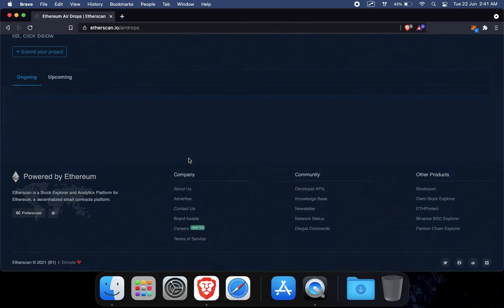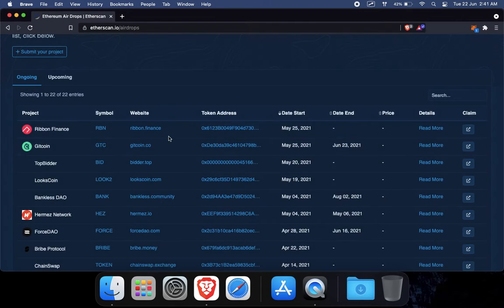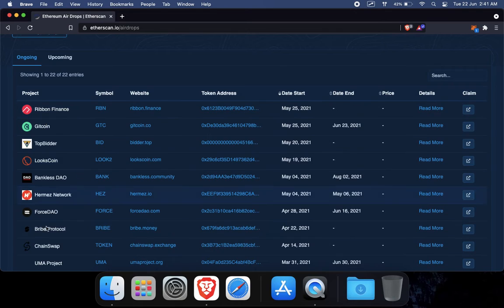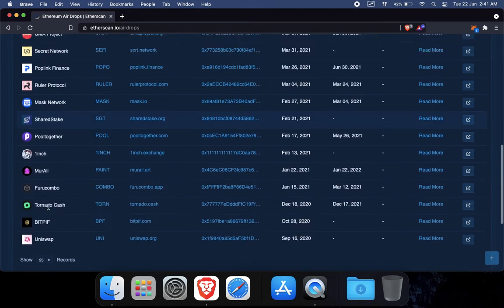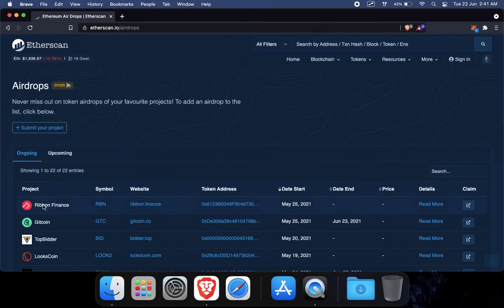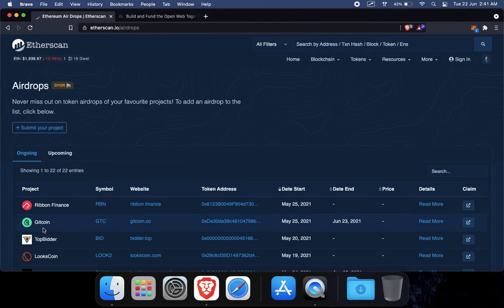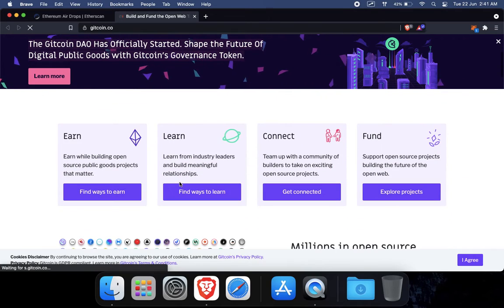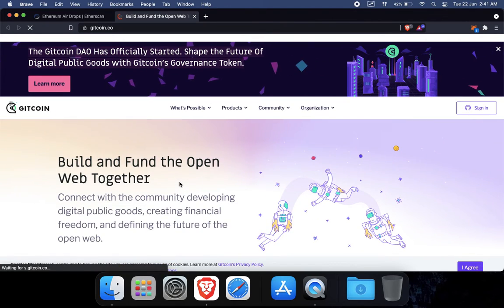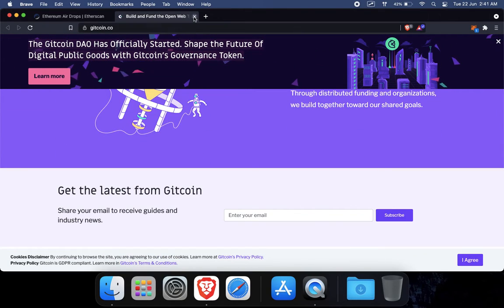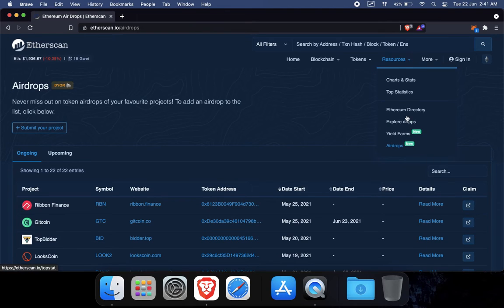Airdrops, okay, that's fun. Again, you have to be aware of the risk. So these are projects that are giving out free tokens. Airdrops are basically giving out free tokens, but you have to be careful to make sure that these are legit projects and not just some random projects. I've heard of Gitcoin. My friend Darren was talking about Gitcoin on his Telegram. You can read more about it. I won't go into the details.